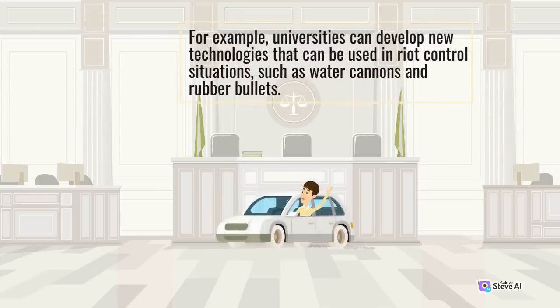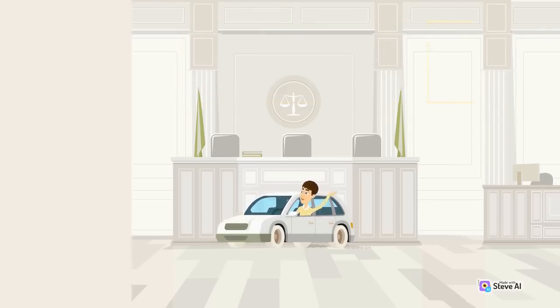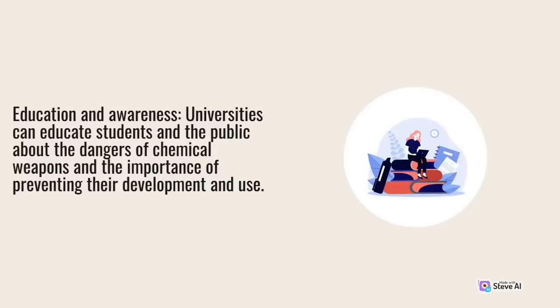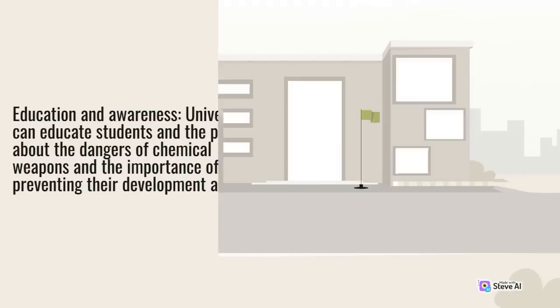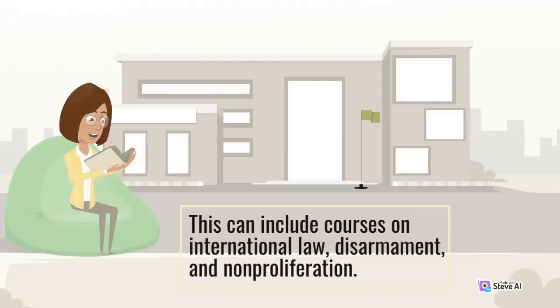For example, universities can develop new technologies that can be used in riot control situations, such as water cannons and rubber bullets. Education and awareness. Universities can educate students and the public about the dangers of chemical weapons and the importance of preventing their development and use. This can include courses on international law, disarmament, and nonproliferation.